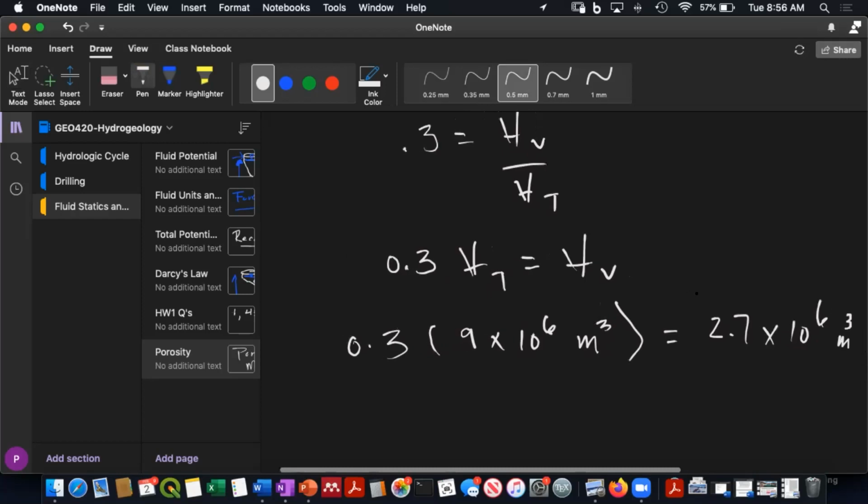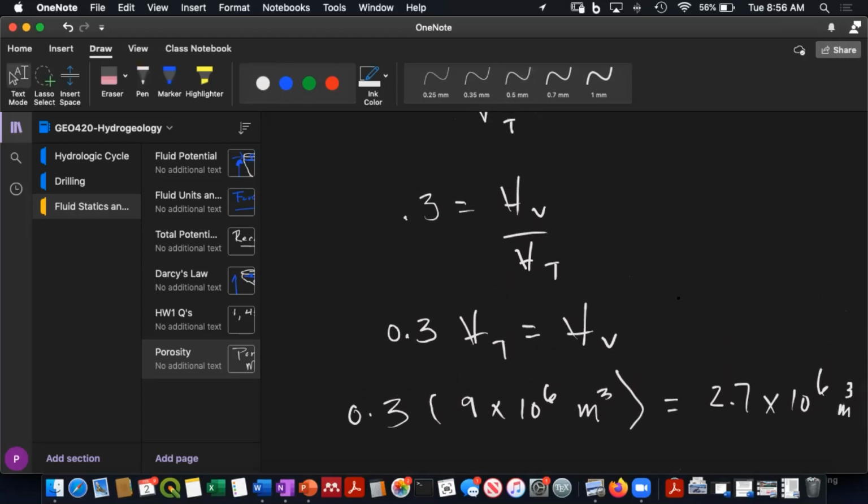Okay, so really easy, right? It's just the ratio of the two. Porosity allows me to easily convert from pore volume to total volume or from total volume to pore volume. All right, it's a fundamental thing that we need to understand and think about.